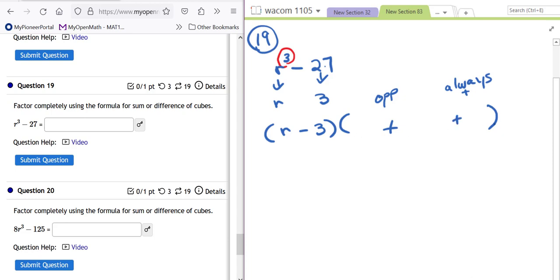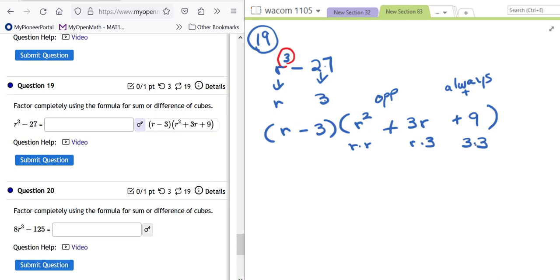Now to pick up these 3 pieces, you want all the combinations of multiplying these roots together. So first times first, r times r is r squared. First times second, I'm going to write below what I did. So I did r times 3 is 3r. And then I'm going to do second times second. 3 times 3 is 9. And you're good. You don't have to do anything else with it. It is done.